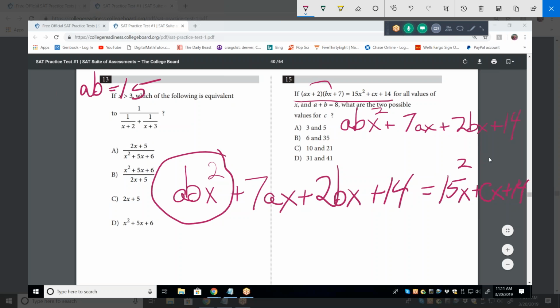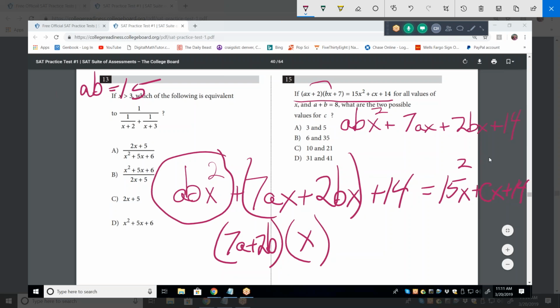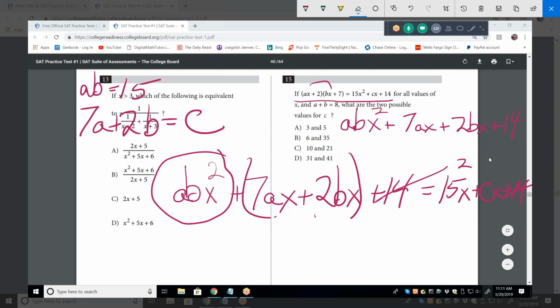Now, the middle term. If I look at that and factor out an x, I get this. Correct? So what does 7a plus 2b have to equal? c? Yeah. In other words, it's called equating the coefficients. This part here, 14, crosses off. So I've got these two equations up here. I'm not going to erase the bottom one. May need it. What else do they tell you? And a plus b equals 8. So let's add that: a plus b equals 8.